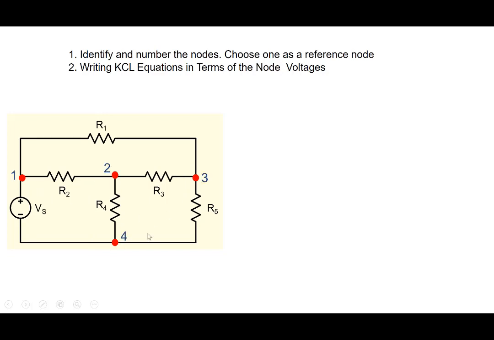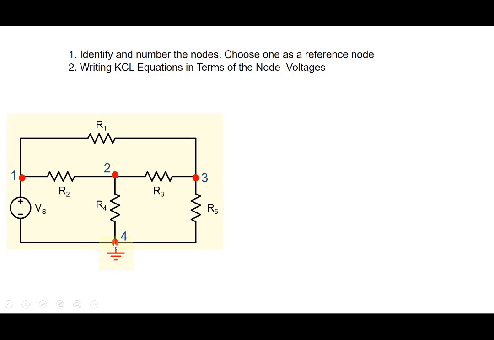Number them up: 1, 2, 3, and 4. In whichever way you want, you number them up. So we have 4 nodes here, right? So that's the first step. Choose one as a reference node. So we have a choice here, and we choose this one as a reference node. We put it as ground. We could have chosen 3, we could have chosen 2, we could have chosen 1 also.